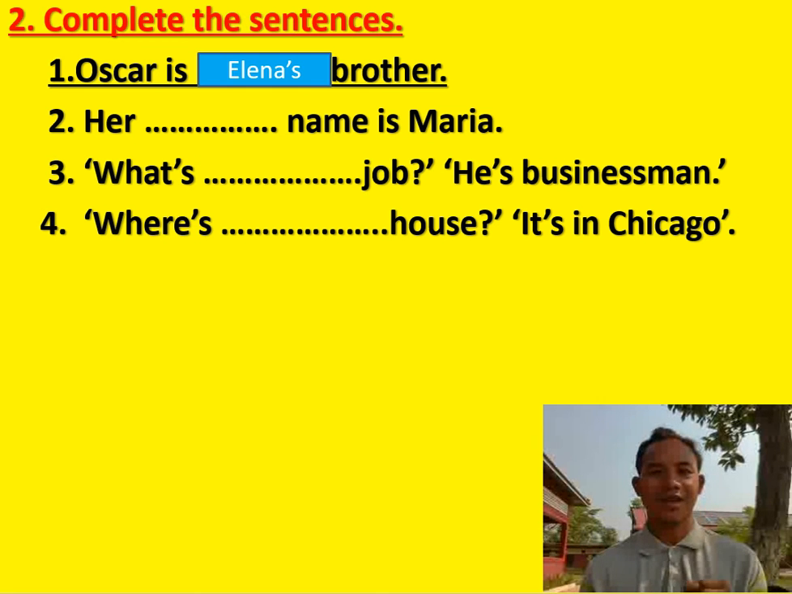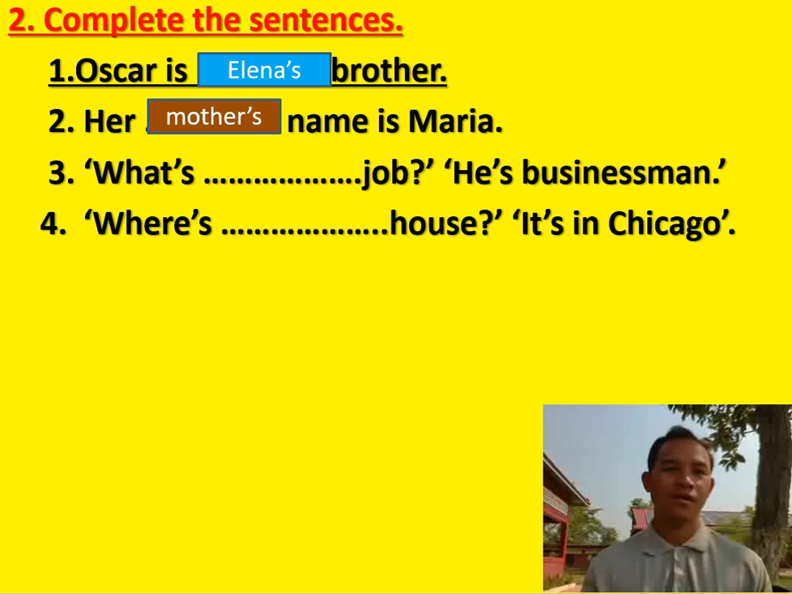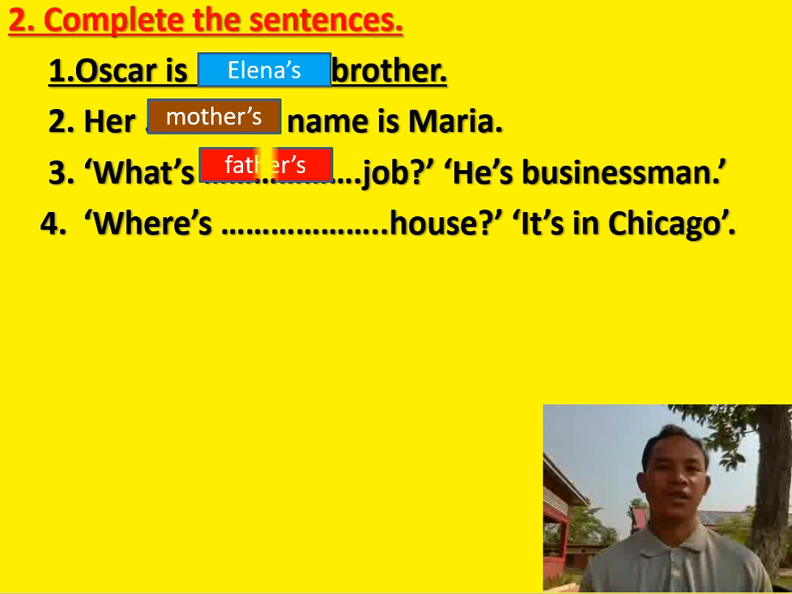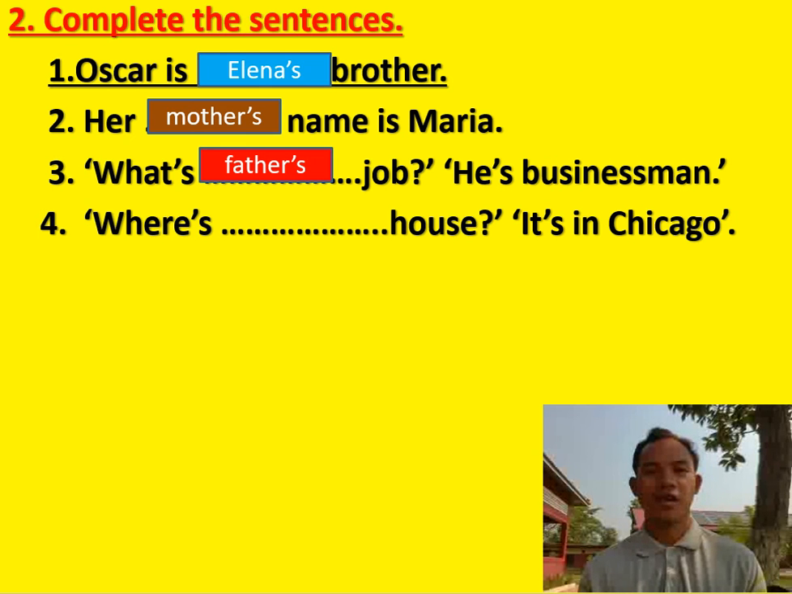Oscar. Oscar is Elena's brother. And number 2, her mother. That's correct. Her mother's name is Maria. Number 3, what's her father's job? Yeah, what's her father's job? He's a businessman. And number 4, where's their house?